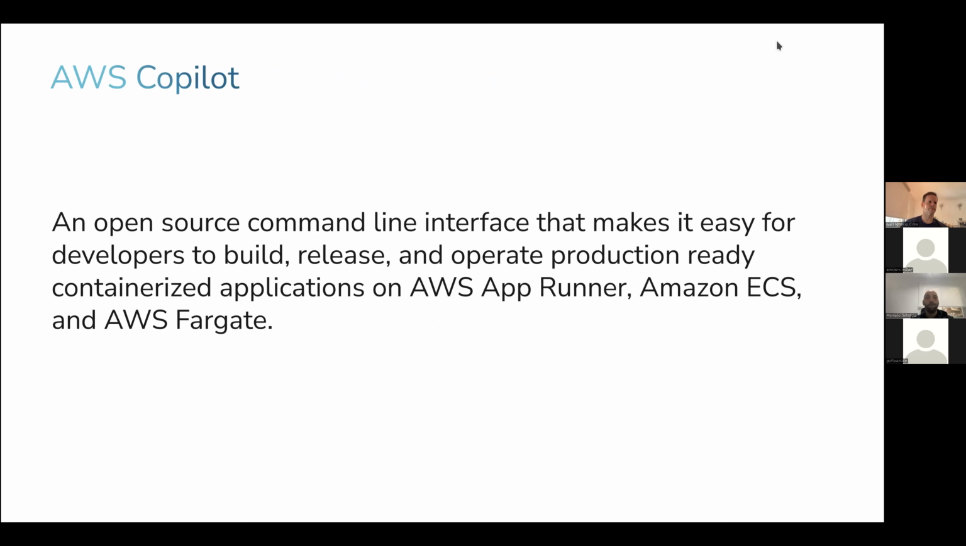Let's start talking about AWS Copilot and what it is. It's an open source command line interface that makes it easy for developers to build, release, and operate production-ready containerized applications on AWS App Runner, Amazon ECS, and AWS Fargate. So summing up, it is a CLI.